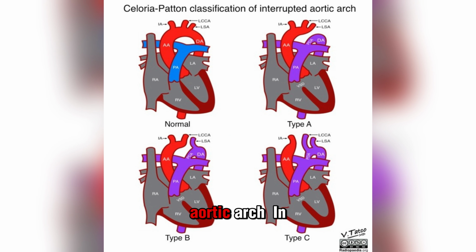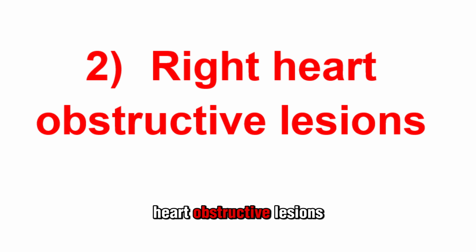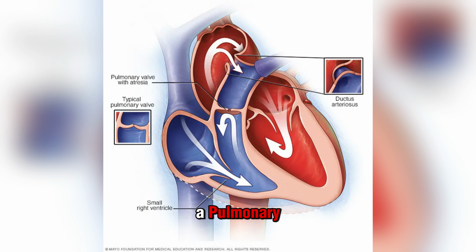B. Interrupted aortic arch. In interrupted aortic arch, your aorta is incomplete. 2. Right heart obstructive lesions. These congenital heart defects reduce blood flow between your heart and lungs. Specific conditions include a. Pulmonary atresia. The pulmonary valve is like a door between the right side of your heart and lungs. With pulmonary atresia, the pulmonary valve doesn't develop correctly or is blocked.